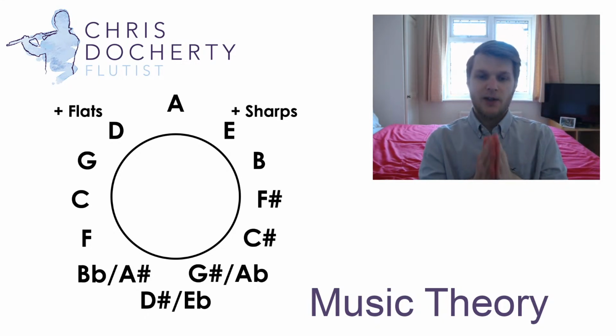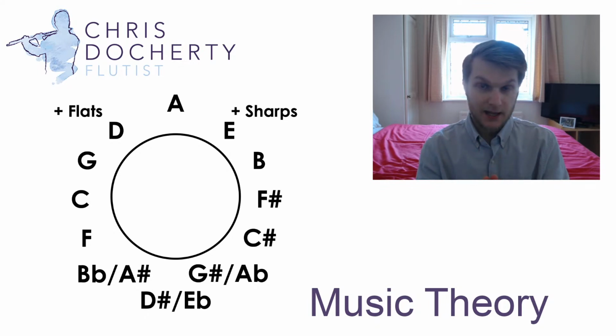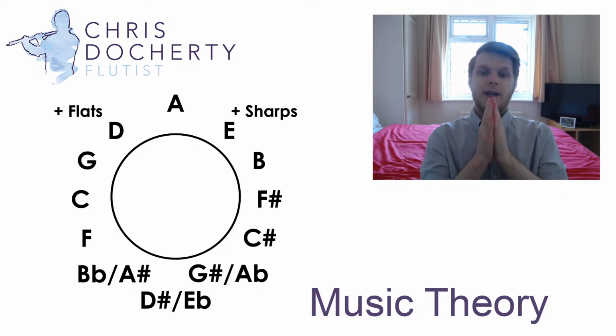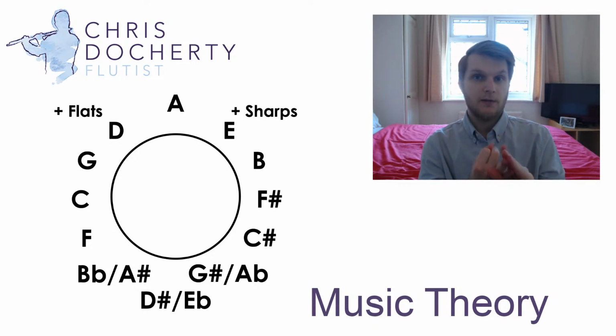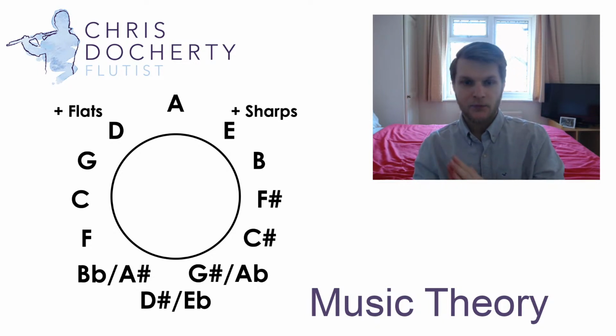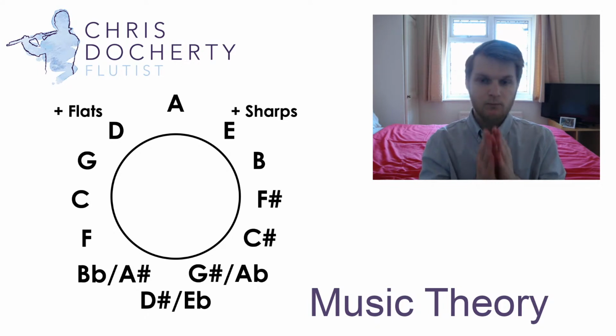All we need to do to find the next flat key instead is count backwards 5 letters through the alphabet. A, G, F, E, D. So we get to D, as we can see with our circular fifths. The next key from A in the flats is D. So we have D minor.